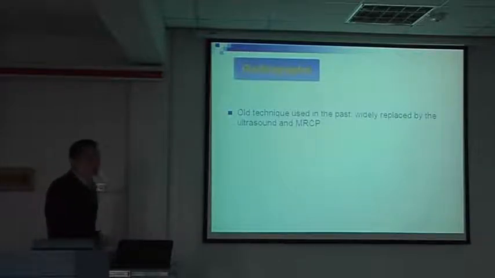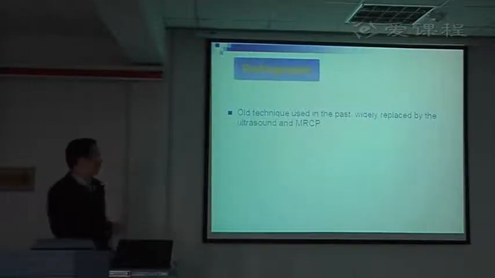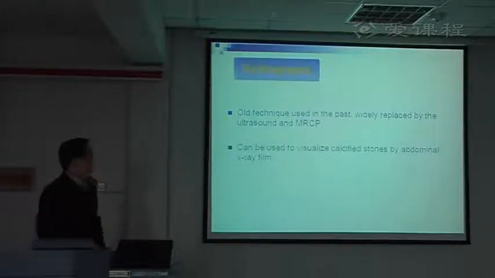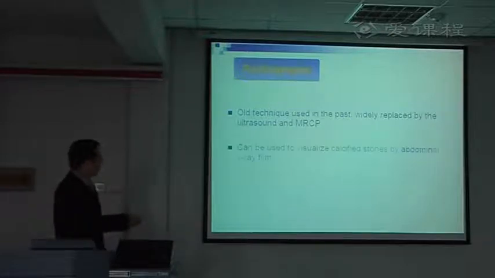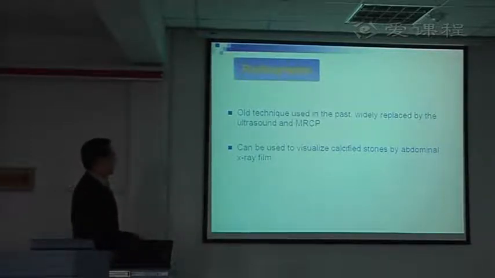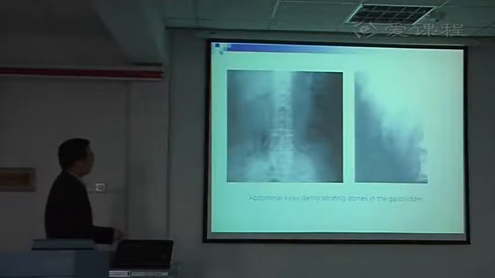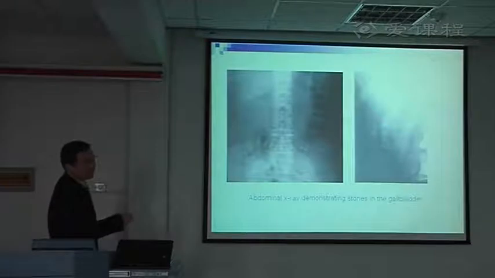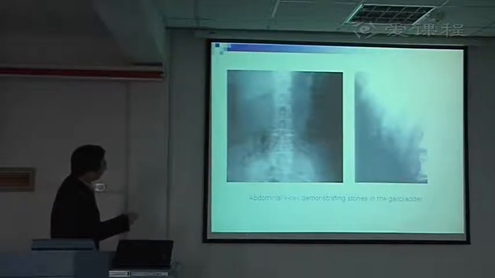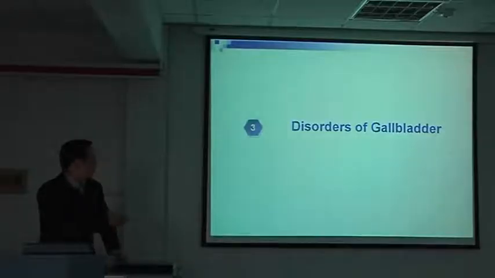Now the plain film. The plain abdominal X-ray is a very old technique, but sometimes it is very useful, because it can be used to visualize calcified stones. On the abdominal X-ray, we can see the stone in the gallbladder, but it is difficult to differentiate whether it is in the gallbladder, kidney, or another organ. So this is a very old technique.